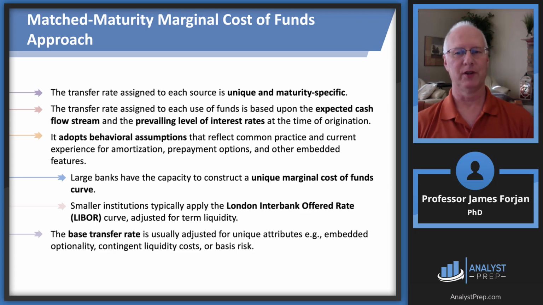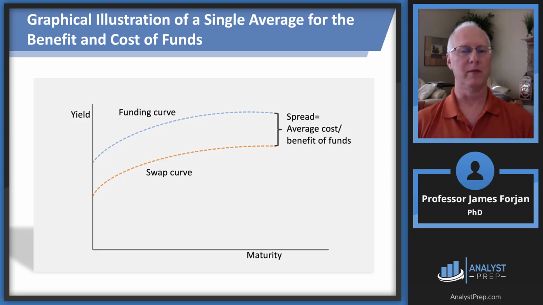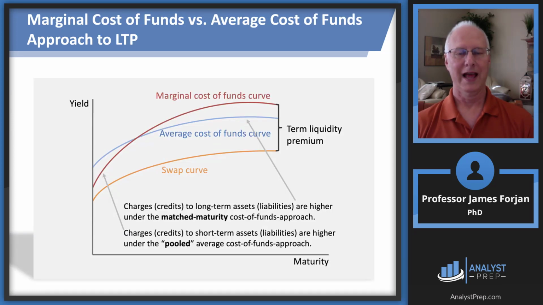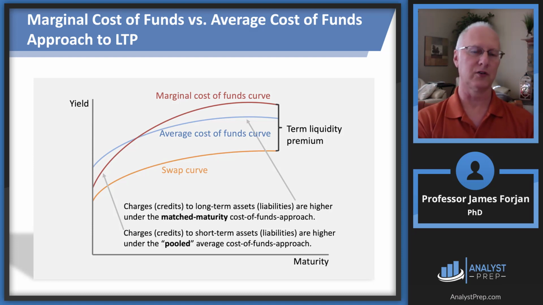Adopts the behavioral assumptions that reflect common practice. All right, so we like that, behavioral assumptions, and we'll do an example with amortization and without amortization. Look at that arrow point there. Large banks have the capacity to construct a unique marginal cost of funds curve, while smaller banks can probably just use LIBOR. So let me go back to this thing right here. Whether we're using LIBOR or a marginal cost curve, clearly the slopes are going to be different. And there we go. So look at the red marginal cost of funds curve. It's got the higher slope. First of all, it starts closer to the origin on the vertical axis, of course, right?